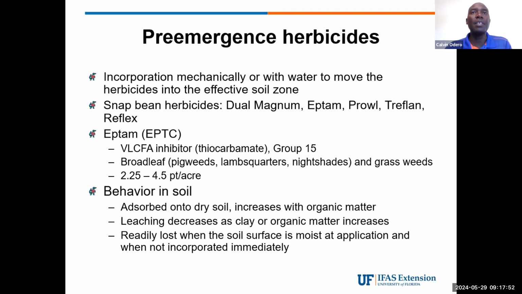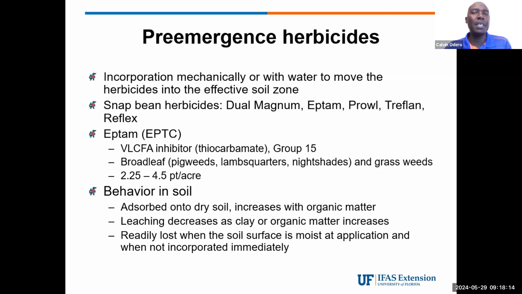Pre-emergence herbicides generally require rainfall. If they cannot be mechanically incorporated, then they require either rainfall or irrigation after application, but prior to weed germination, to have them incorporated. So as I mentioned, some of the common pre-herbicides were Dual, Eptam, Prowl, Treflan, or Reflex.